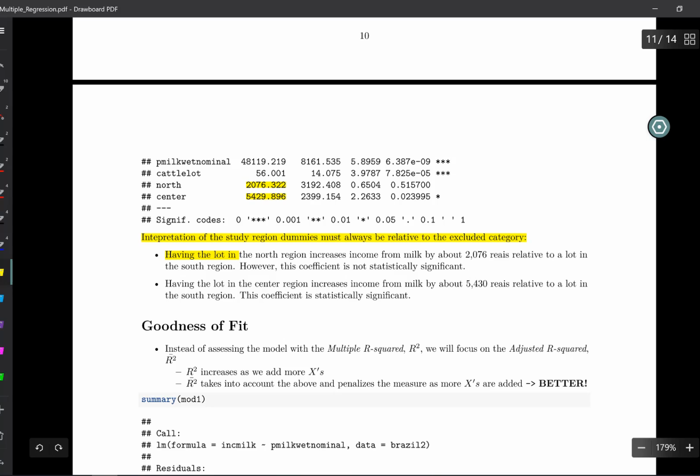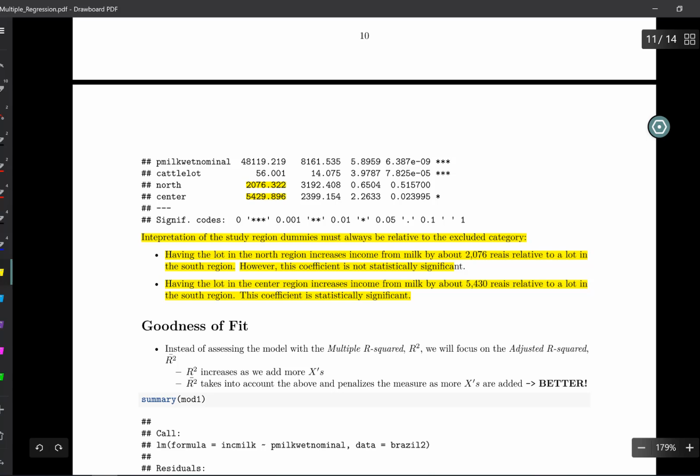Specifically, having the lot in the north region increases income from milk by about 2,076 reais relative to a lot in the south region. However, this coefficient is not statistically significant. For the center dummy, having the lot in the center region increases income from milk by about 5,430 reais relative to a lot in the south region, and this coefficient is statistically significant.